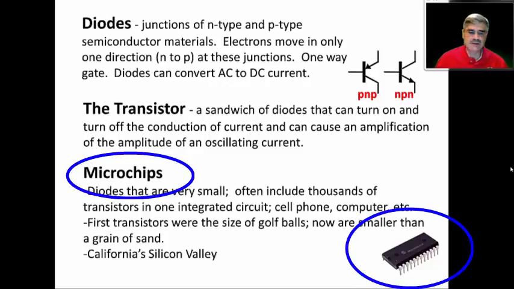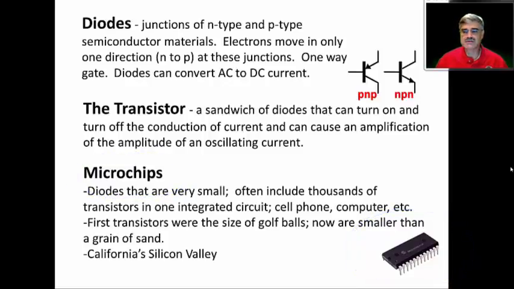A microchip refers to miniaturizing these diodes and transistor sandwiches. Thousands of these transistor sandwiches of diodes can be placed on one integrated circuit. We find these in our cell phones and computers. And the first transistors were very large, the size of golf balls, but now they are very, very small, the size of grains of sand.